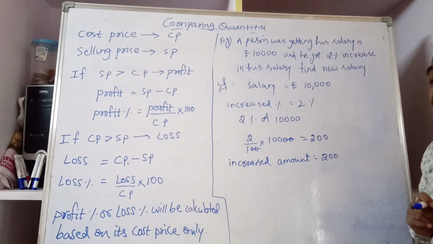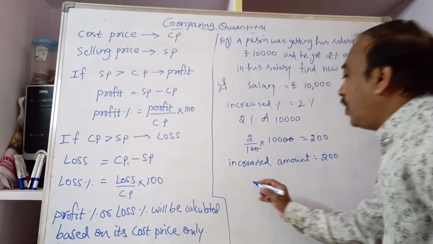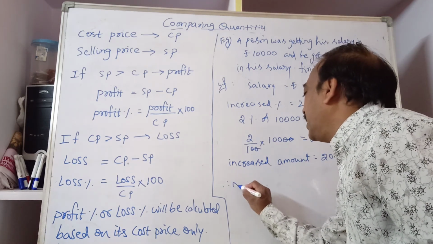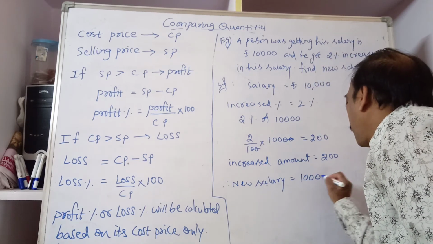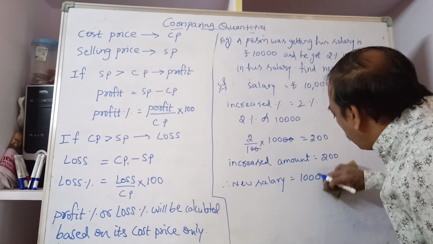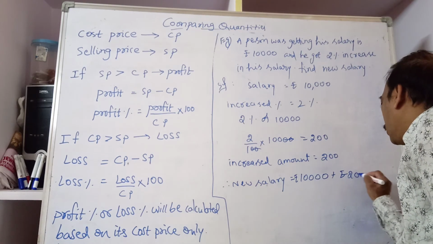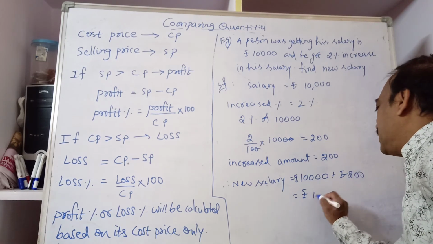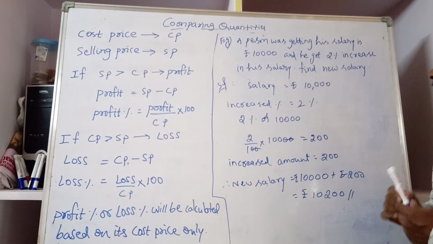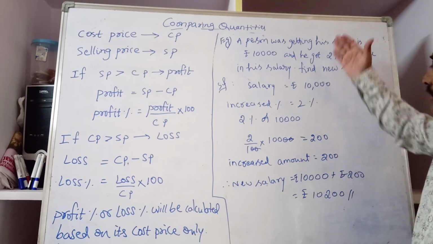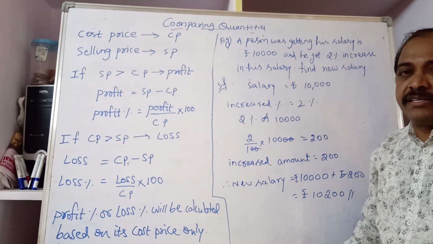What is his new salary? Before he was getting 10,000. Now he got an increment of 200. So therefore new salary is equal to rupees 10,000 plus rupees 200, which is equal to rupees 10,200. This is his new salary. Suppose if they give decreased percent, similarly you have to calculate how much is decreased, then you have to subtract. Is it clear, children?